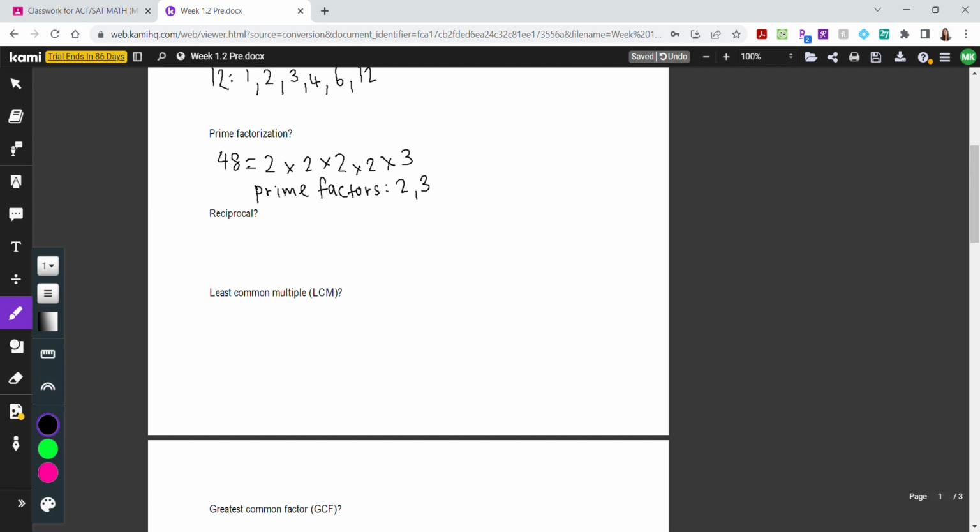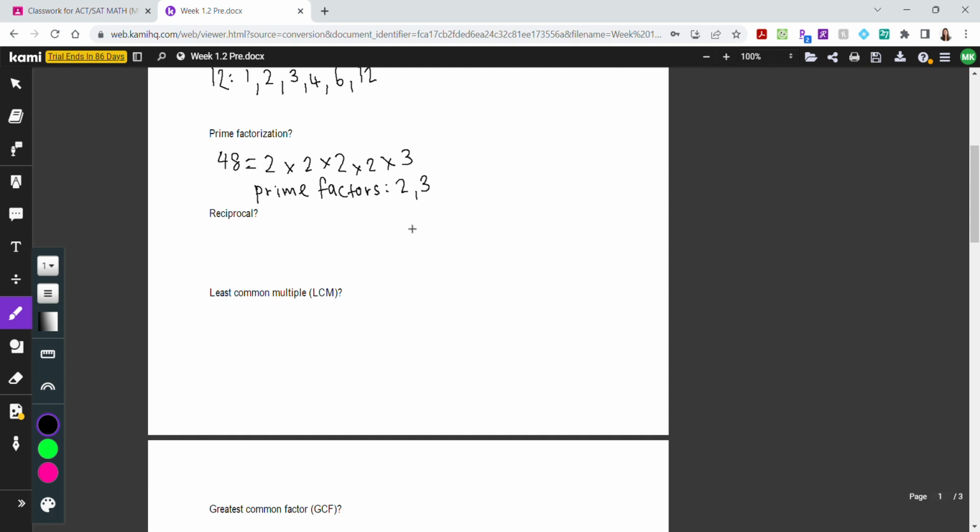So when we write the prime factorization of a composite number, we write it as 2 times 2 times 2 times 2 times 3. That was a mouthful. All right. And then when we list the prime factors, we will just mention the duplicated ones once. So the prime factors of 48 are 2 and 3. Does that make sense? If you have any questions about prime factorization, bring that up during our deep dive lesson.